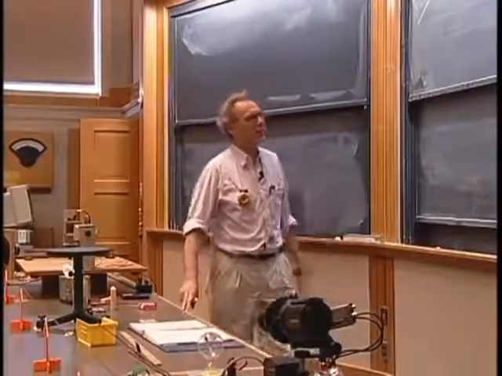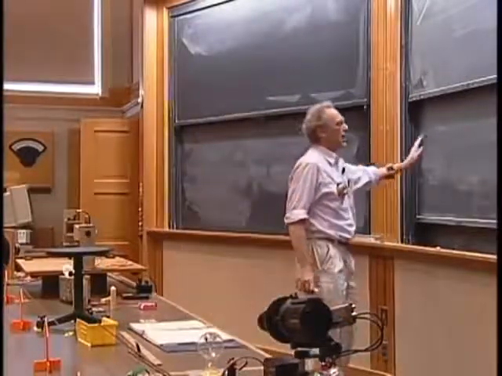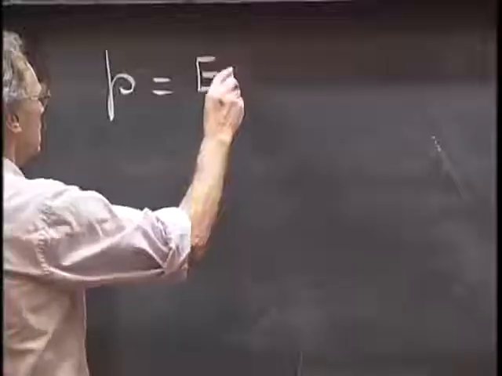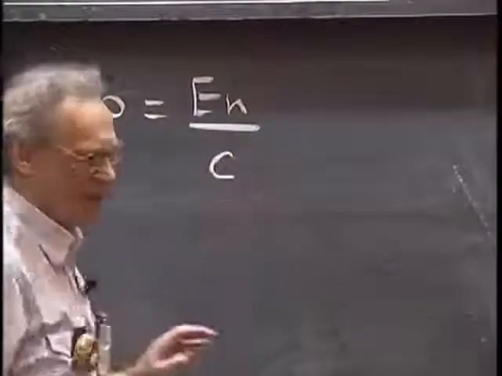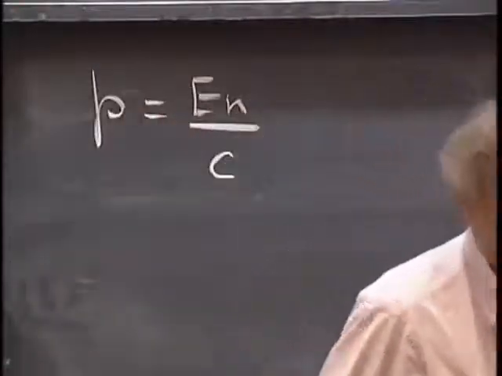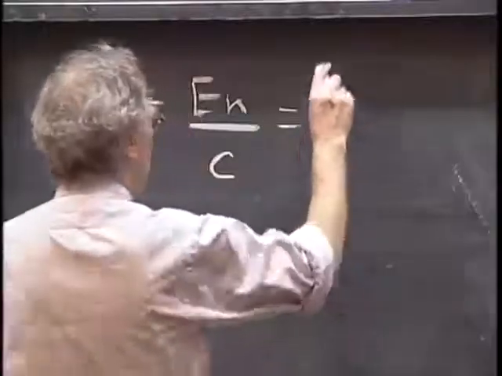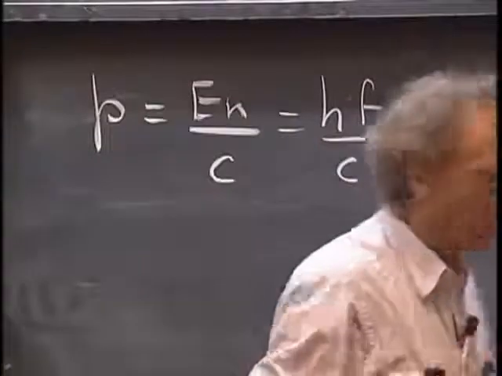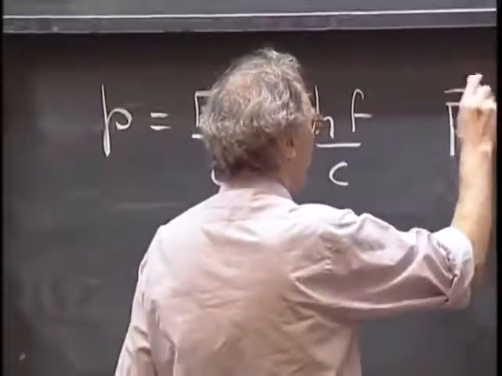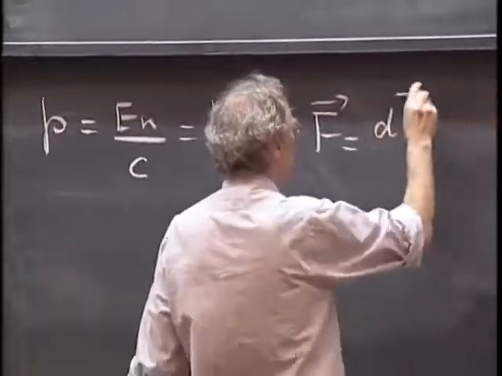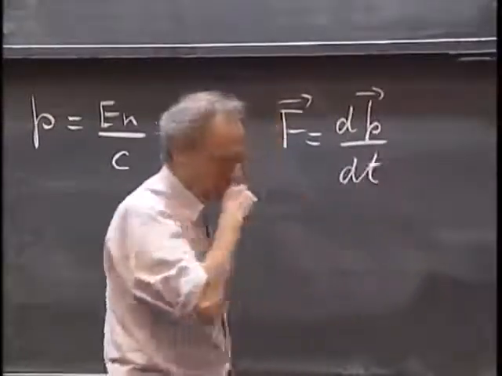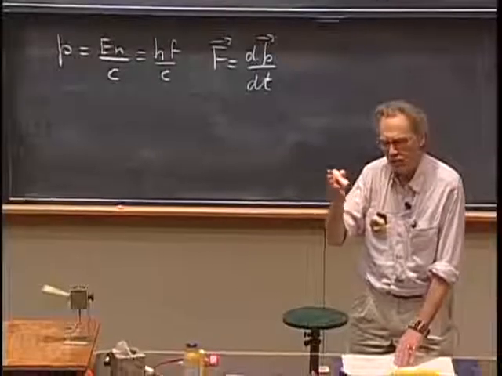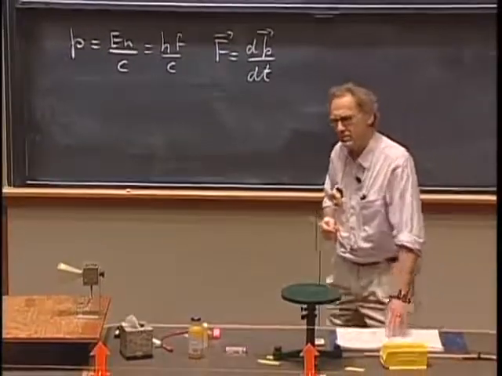So in modern physics, photons have momentum. And the momentum of a photon P is the energy divided by c. In other words, it is also hf divided by c. But you remember from 8.01 that the force is dP/dt. So let's return to our tomatoes first, so that you feel comfortable, that you know what we're talking about.